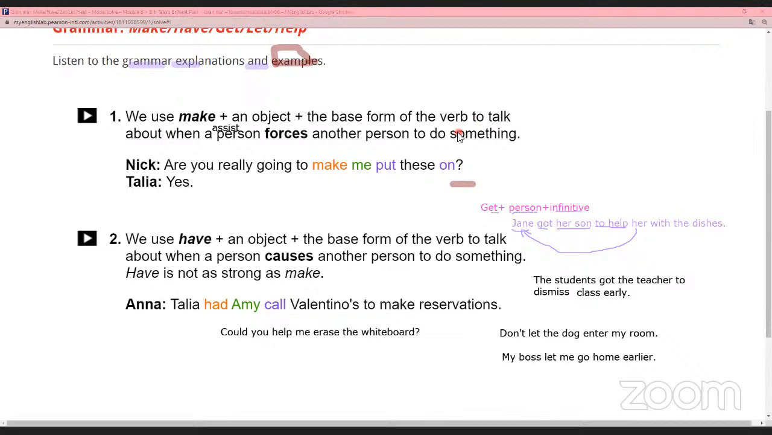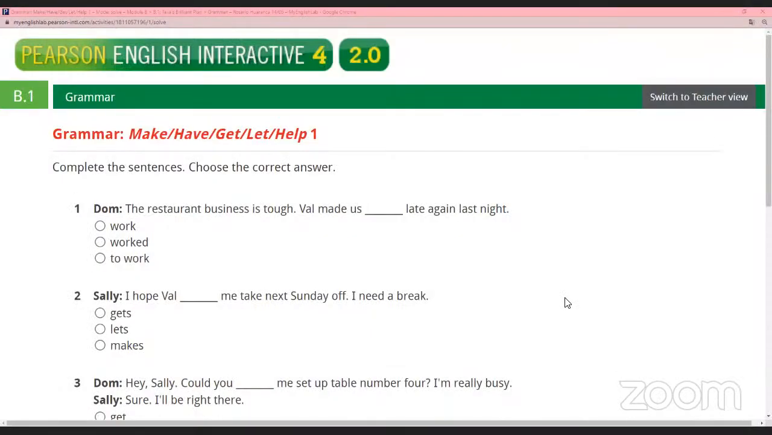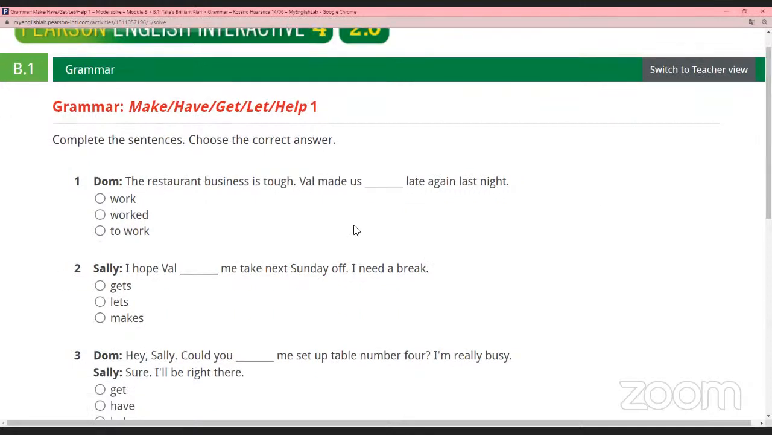So we have a few minutes, then we're going to practice. Give me a second, please. Okay, I'm going to share my screen with you. Once you can see it, please let me know. Can you see it? Yes, I can see it. So you're going to complete the sentences choosing the correct answer. Okay. Let's do it.